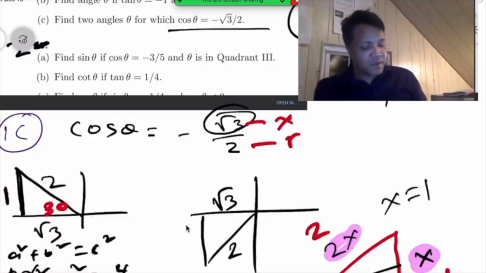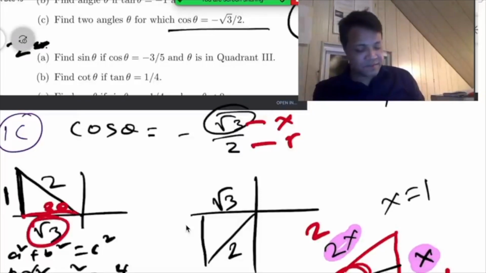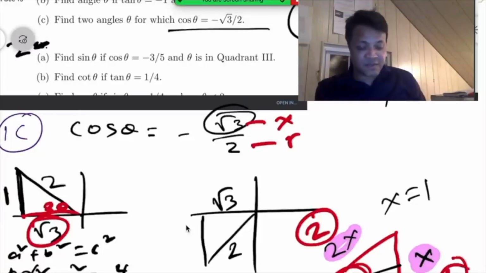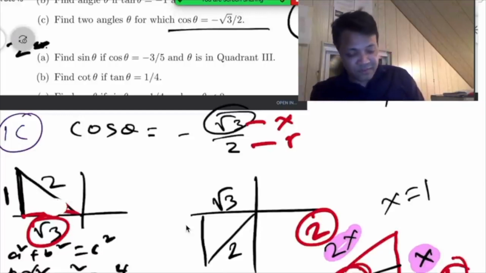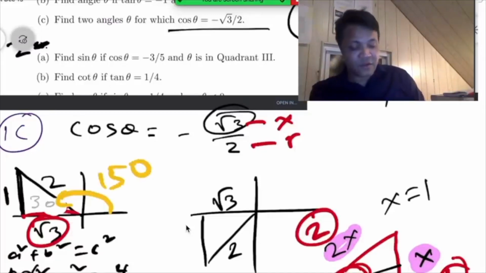So now this is angle 30. So adjacent to the 30 is root 3. Hypotenuse is 2. So opposite to the 30 degrees is 1. So then this must be 30. So if this one is 30, then this must be 150. All right. So one of the two angles we are talking about is 150.